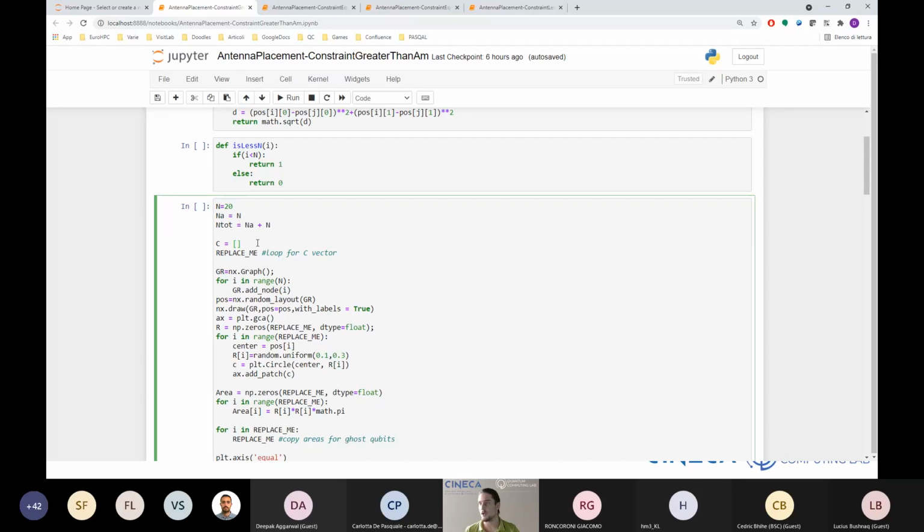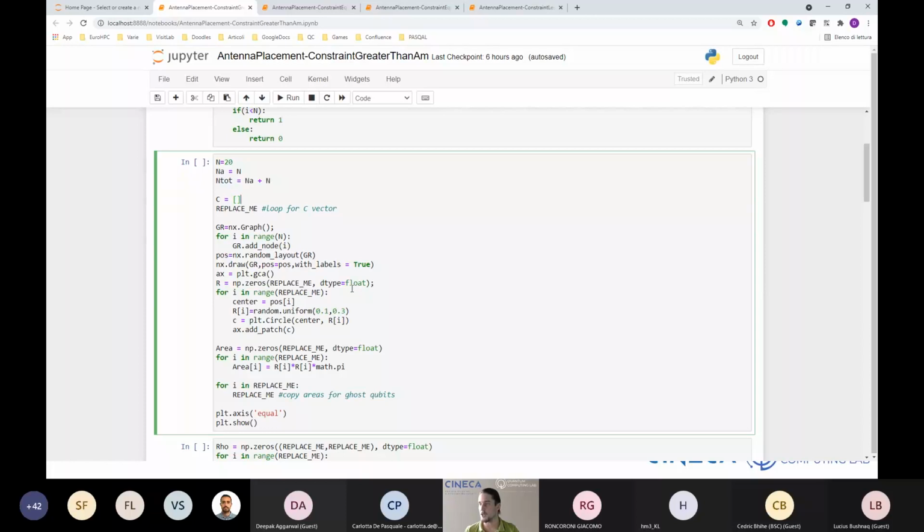I will let you, I don't know, 5 minutes or something like that to see something here, to have an idea. What we have to do, we have to create the loop for the C vector.